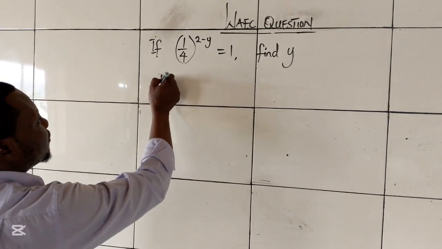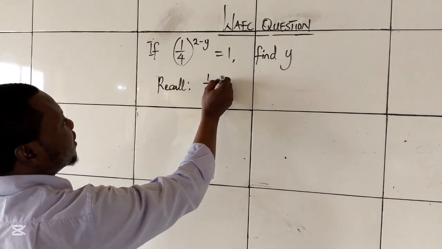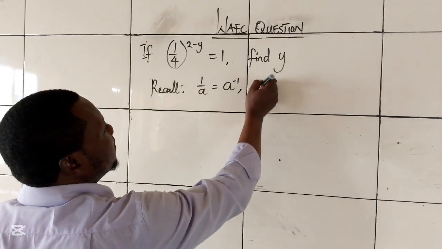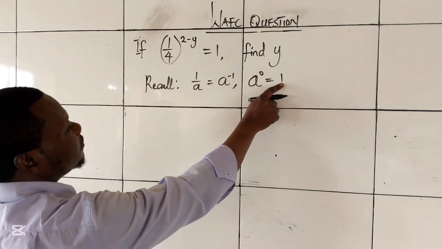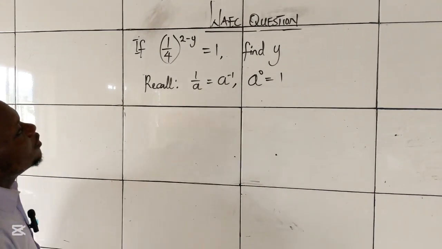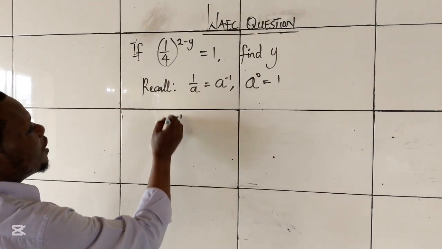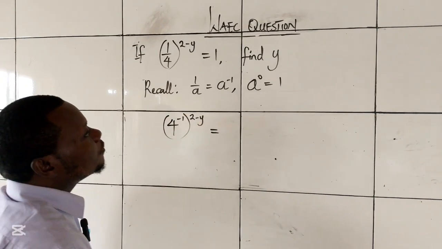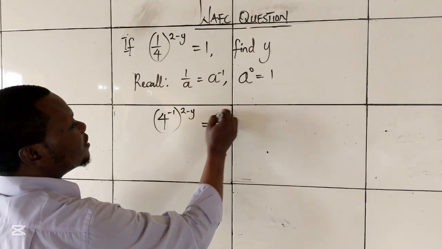But recall, in one of the laws of indices, that 1 over a can be written as a raised to the power of minus 1. Also, a raised to the power of 0 is equal to 1. So any number raised to the power of 0 is equal to 1. With that in mind, we can rewrite this 1 over 4 as 4 raised to the power of minus 1, then raised to the power of 2 minus y, equals, and based on this, a raised to the power of 0 equals 1, we can also rewrite this as 4 raised to the power of 0.